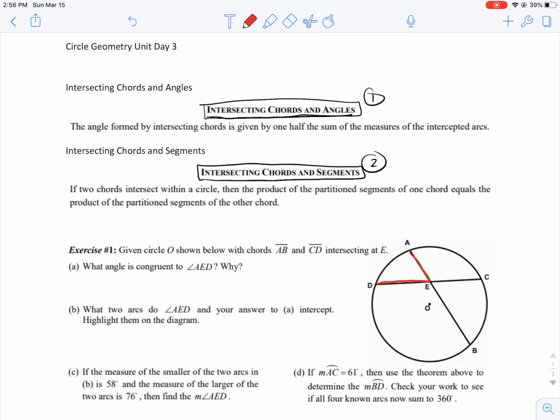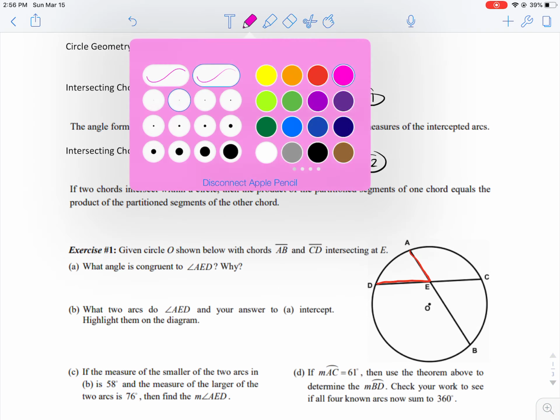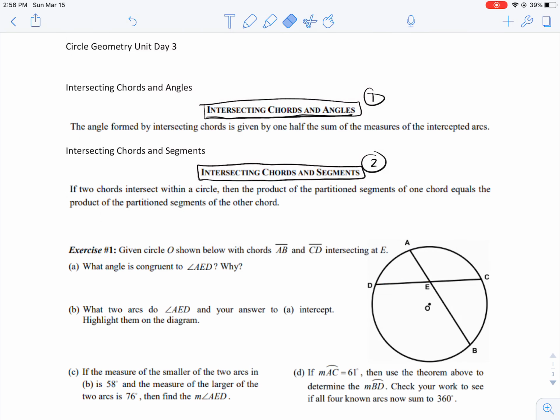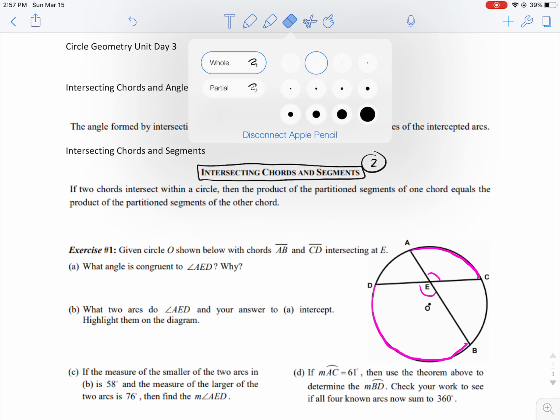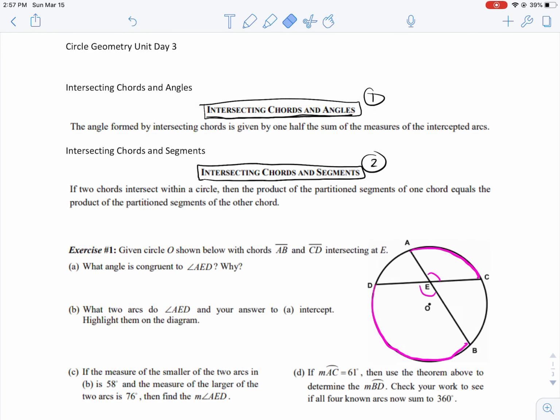The rule still applies if we were talking about this particular angle or this particular angle. It would be this piece plus this piece divided by 2, or 1/2 the sum of those two arc measures. So let's jump right into an example here.